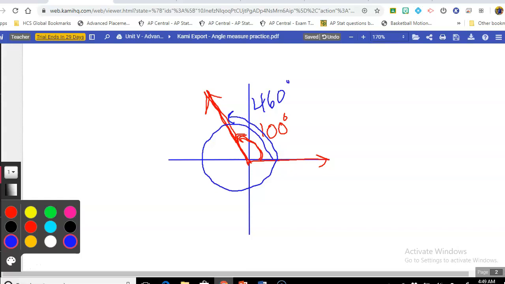Likewise, we could also go around in the opposite direction. And if I went, say, around here, back that way, that would start at 0 and rotate around this way. And that would be negative 260 degrees, because it's negative because it went in the clockwise direction. So negative 260, 100, and 460 are all what we would call coterminal angles.